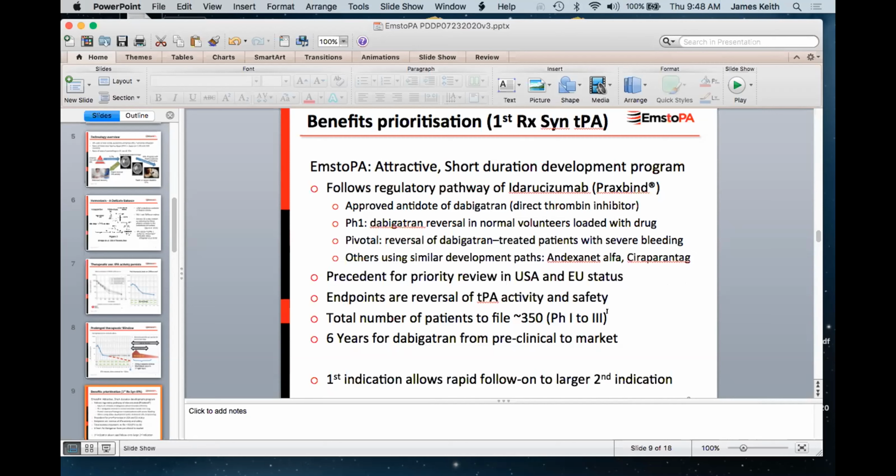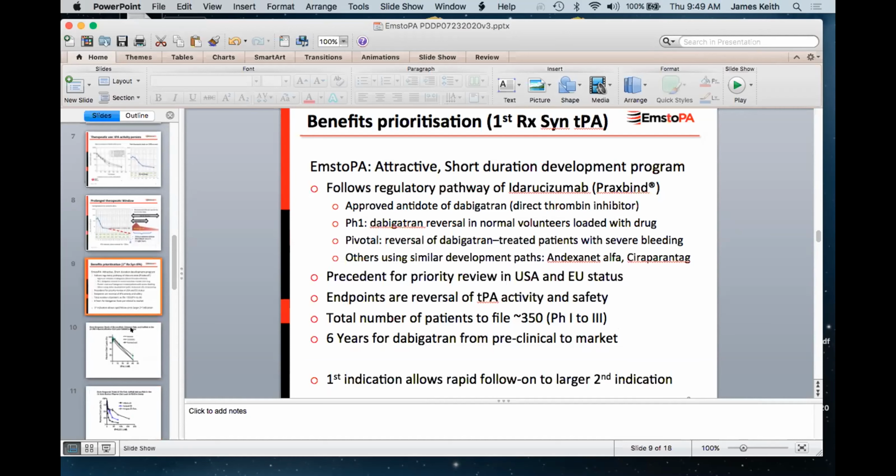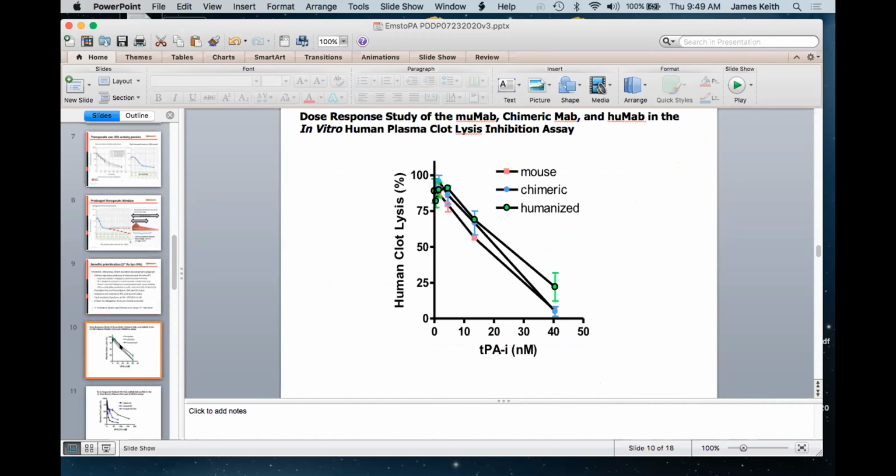And so, for example, Pradaxa, and we believe in our situation, only 350 or so patients would be required, while the typical cardiovascular development program is on the order of tens of thousands of patients and 10 to 12 years of development. And as we said, we'll do the first indication in the acutely bleeding patient, and then we will move forward with prophylaxis as a second indication.